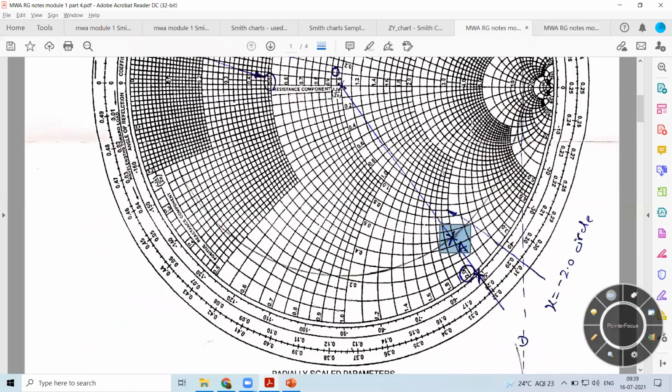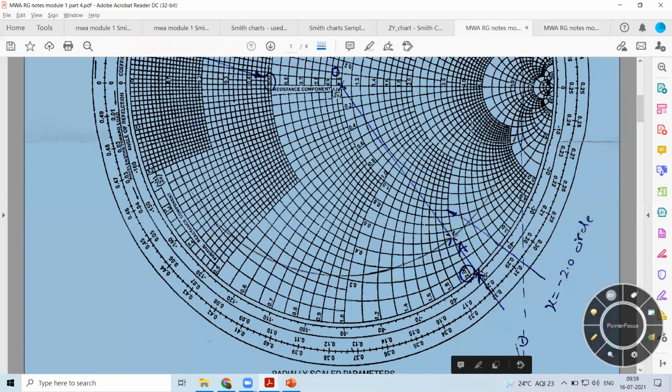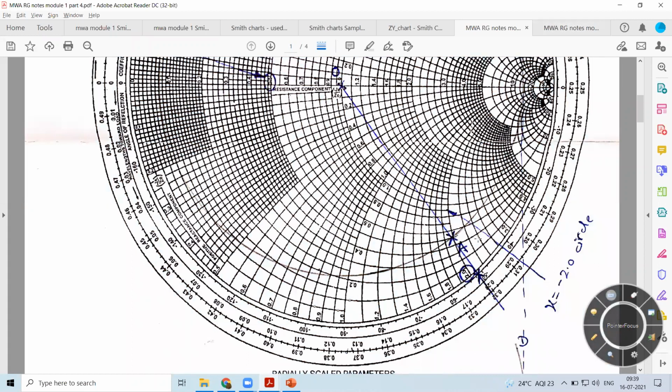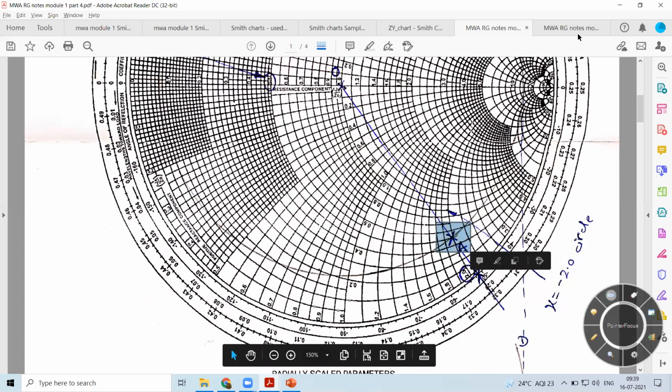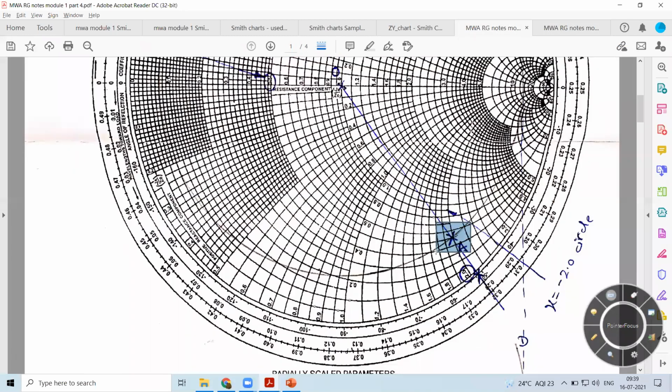So first thing we have done, we normalized the value. We identified where that point is located on the Smith chart. Once we locate it, next, since we need to identify the reflection coefficient at the load end, this is nothing but the load point, because we have plotted ZL. ZL is nothing but load. So this is the load point which is marked on the Smith chart.